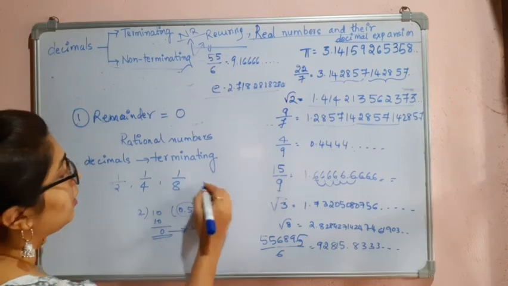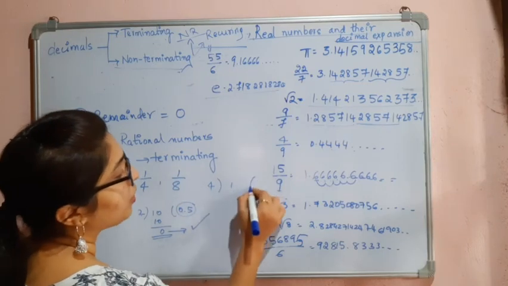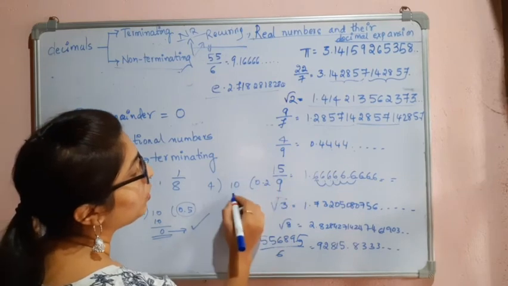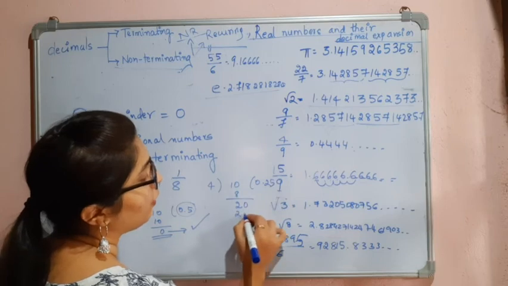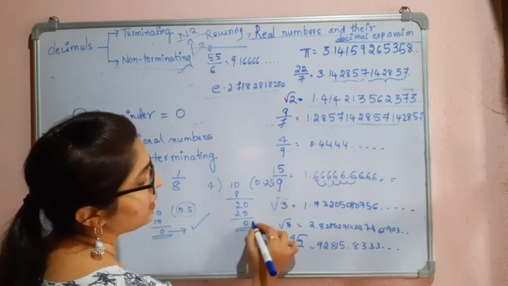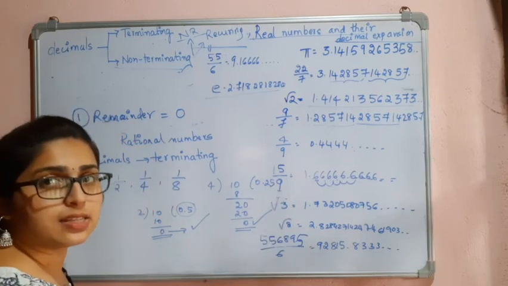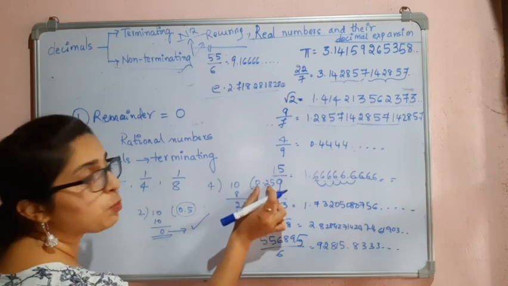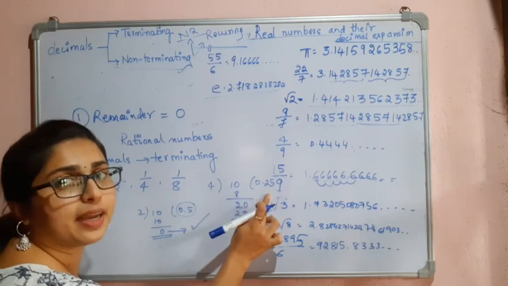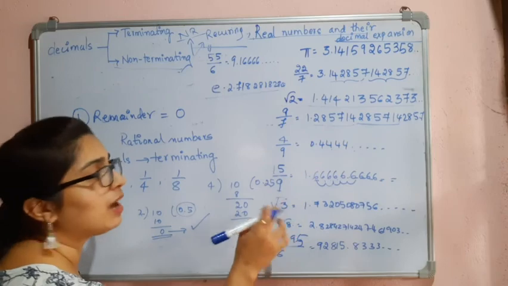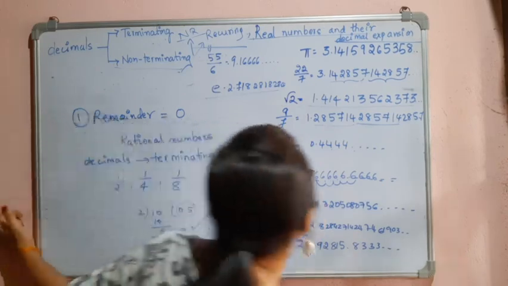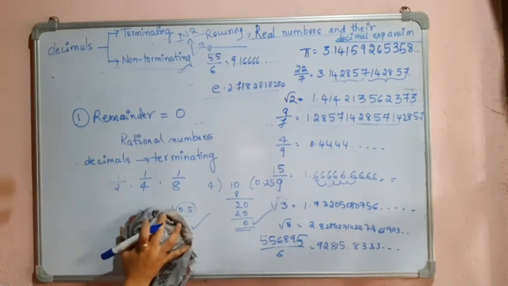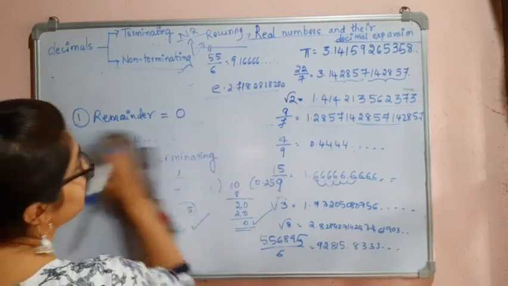Terminating decimal. 1 divided by 4. So it is 2, then you have 8, then you have 2, 5, then you have 20. Here the remainder is 0. And the decimal is 0.25, which is a terminating decimal. After 5 you do not have anything. So these are examples for this first case where the remainder is 0.